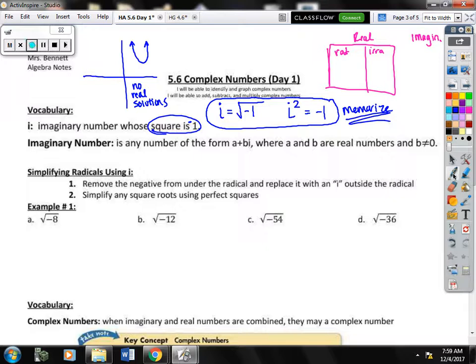And then an imaginary number itself is any number of the form a plus bi, where a and b are real numbers and b cannot equal 0. So for example, 2 plus 3i, that's a complex number or an imaginary number.